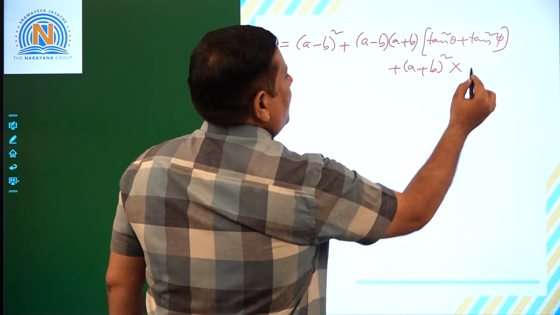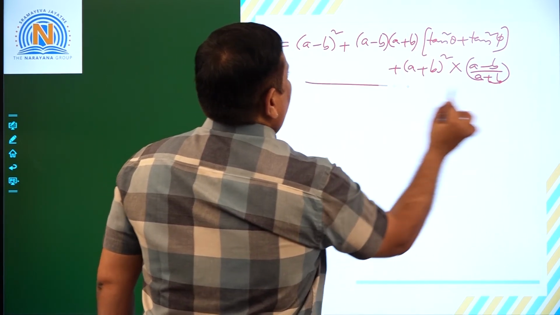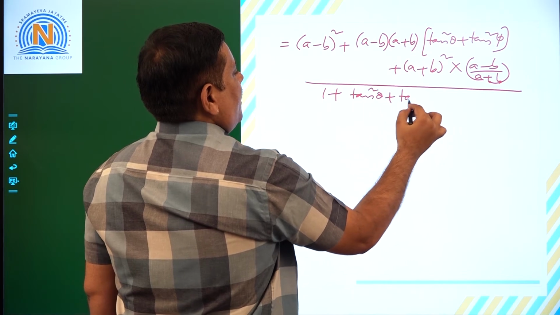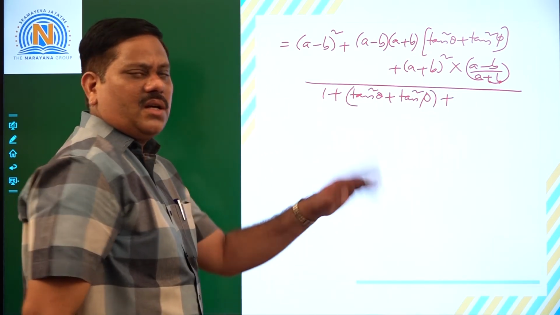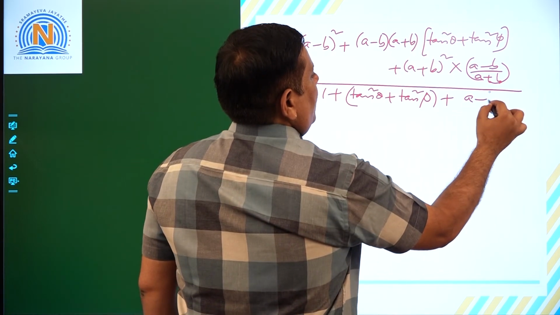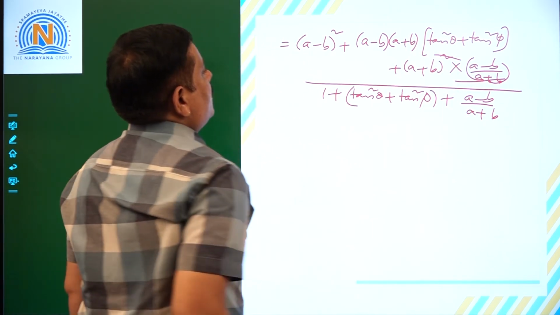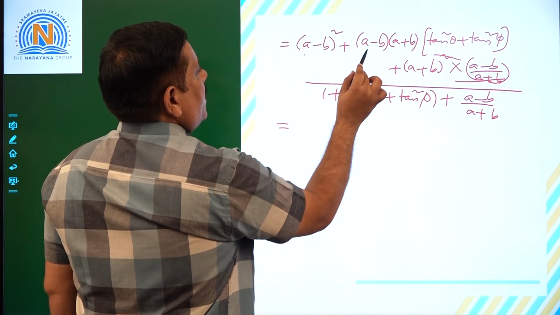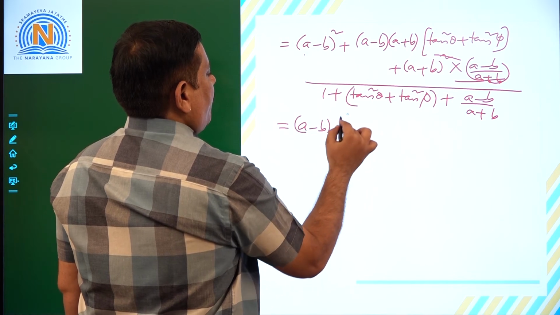So here I can write (a minus b) by (a plus b) upon 1 plus tan square theta plus tan square phi plus tan square theta tan square phi. That also we can write as (a minus b) by (a plus b). Here (a plus b) and square cancels. Now if you observe the denominator, what is common? a minus b is here, a minus b is here, and a minus b is here also. So we can take a minus b common.